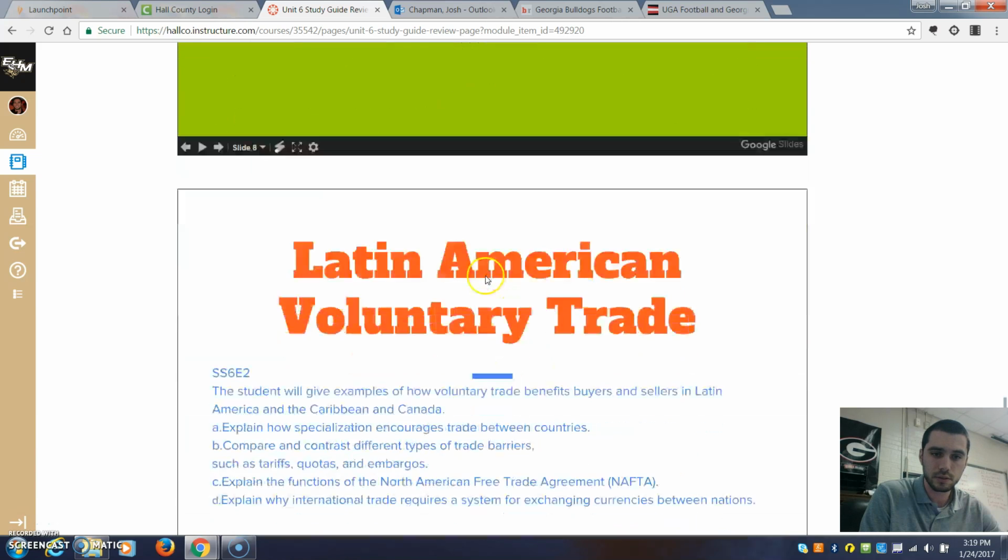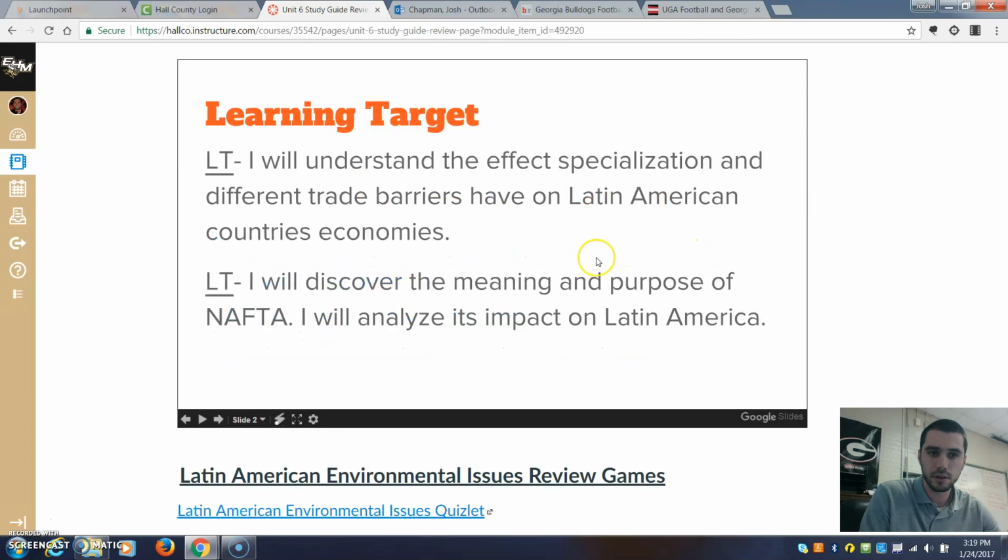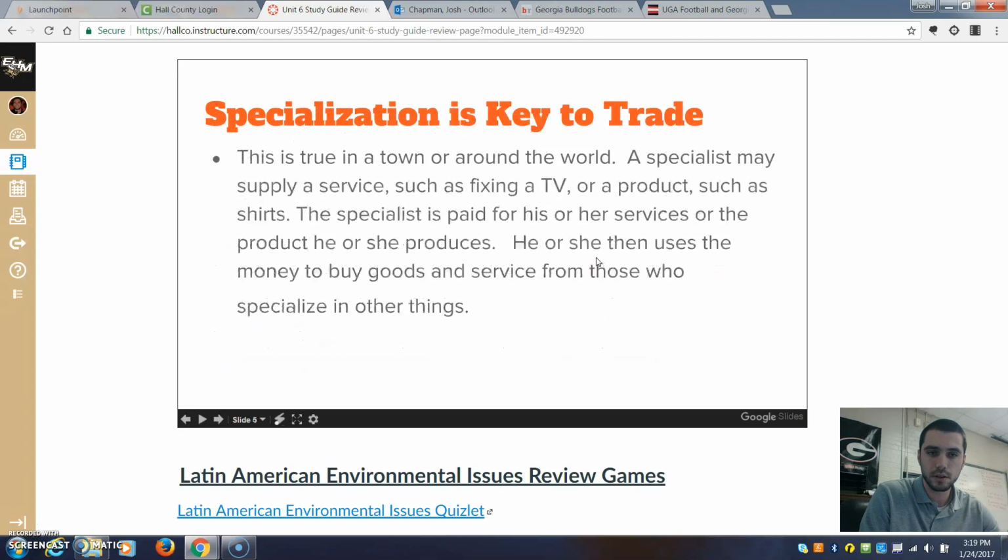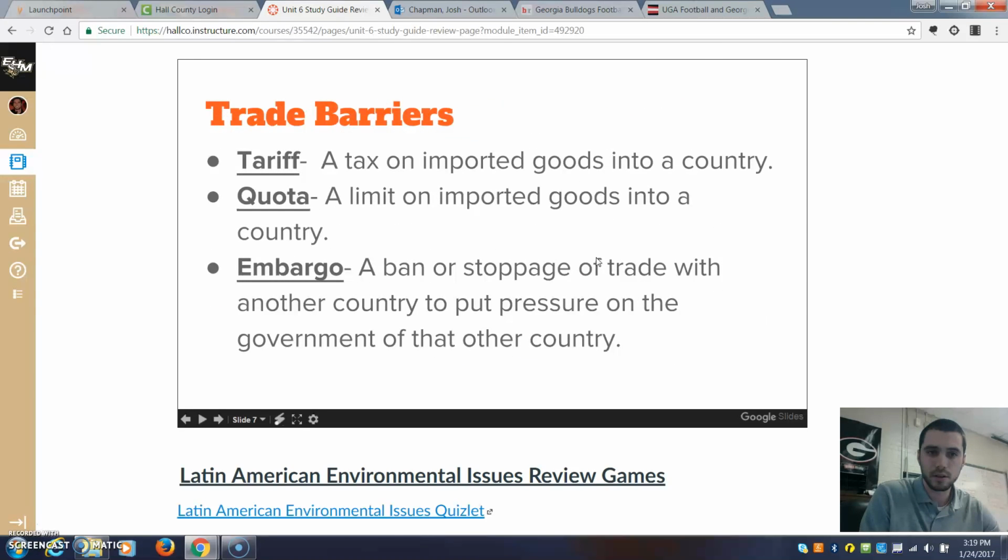Tariff. Tariff is not on this one. We'll go here. All right, tariff: a tax on imported goods into a country. So start at "a" and end in "country." You need to write all of this for tariff. Quota. There you go. A limit on imported goods into a country. You need to write all of this.